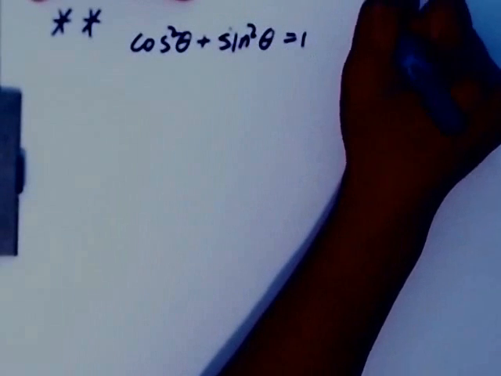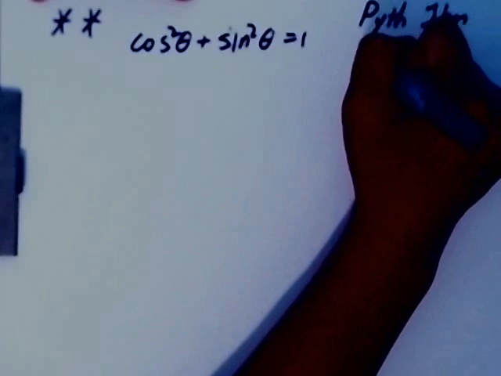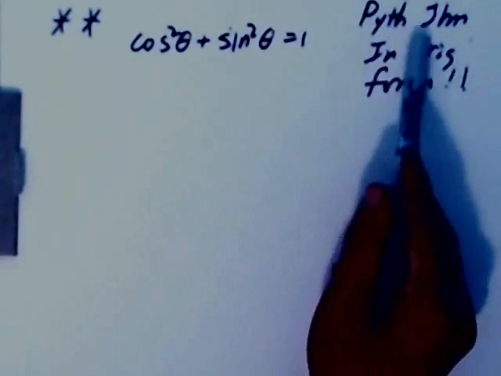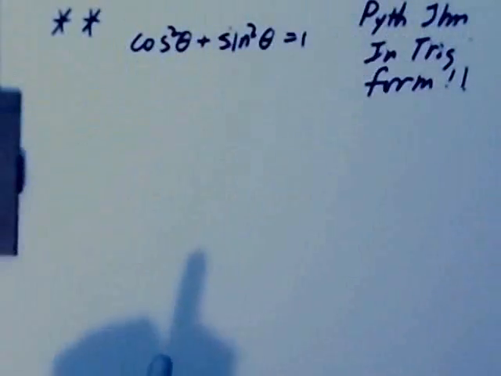This is called the Pythagorean theorem in trigonometric form. Whenever I say Pythagorean theorem in trigonometric form, it's in terms of trigonometric functions. Okay? I'm going to prove this one for you, to show why it comes out the way it does.